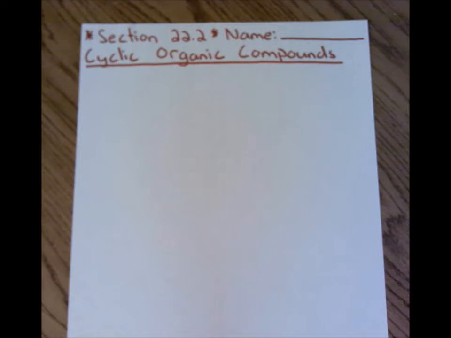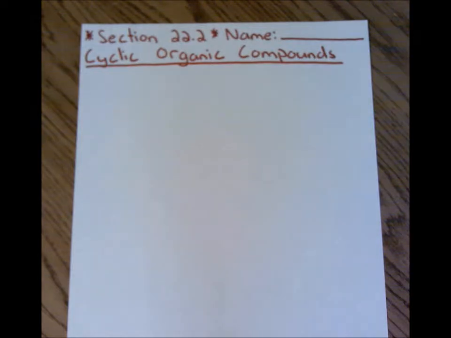Today what we're going to be talking about is Chemistry 1, Section 22.2, and this is going to deal with cyclic organic compounds. Now before we get into the details of notes, here's a few objectives that I want you to be able to accomplish by the end of this video. Number 1, name a cyclic alkane by examining its structure. Objective 2, draw the structure of a cyclic alkane given its name. Objective 3, describe the properties of alkanes. And the fourth and final objective is distinguish between saturated and unsaturated hydrocarbons.